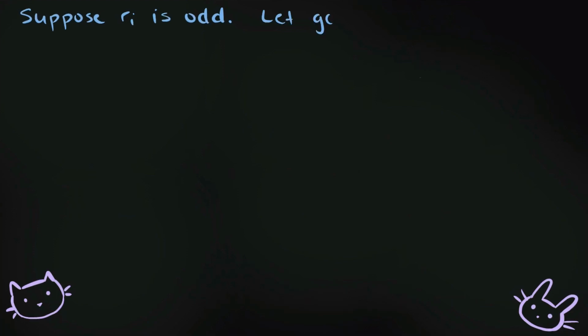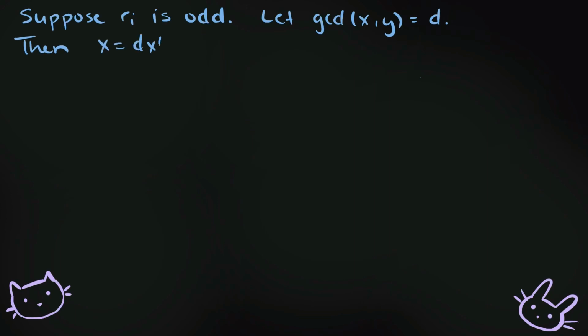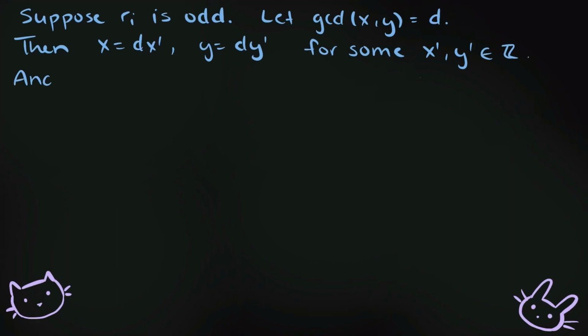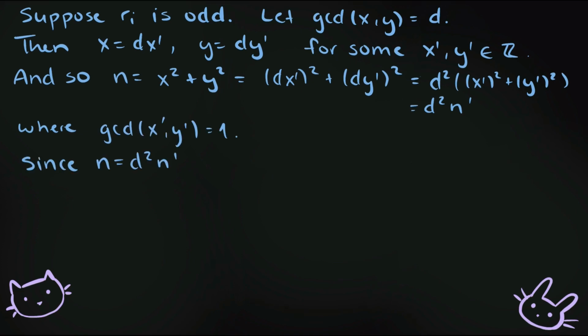So we wrote n is equal to x squared plus y squared. So let's write the greatest common divisor of x and y as d. That means d divides both x and y. So we can write x equals dx prime and y equals dy prime for some x prime and y prime in Z. Now if we compute this all, we see that n is equal to d squared times n prime. And since d was the greatest common divisor of x and y, then the greatest common divisor of x prime and y prime must be 1, otherwise we'd get a greater GCD of x and y than d.